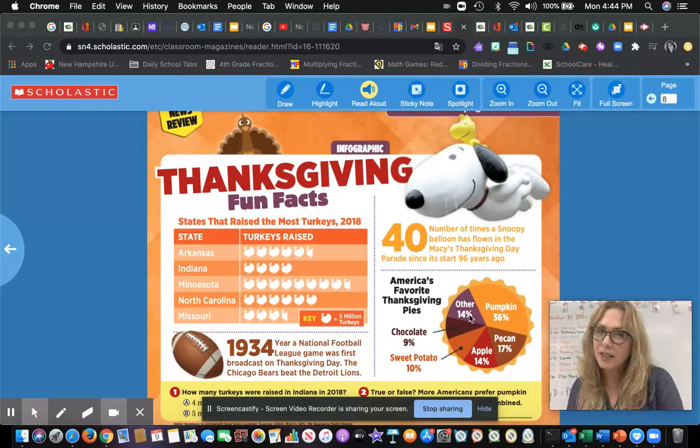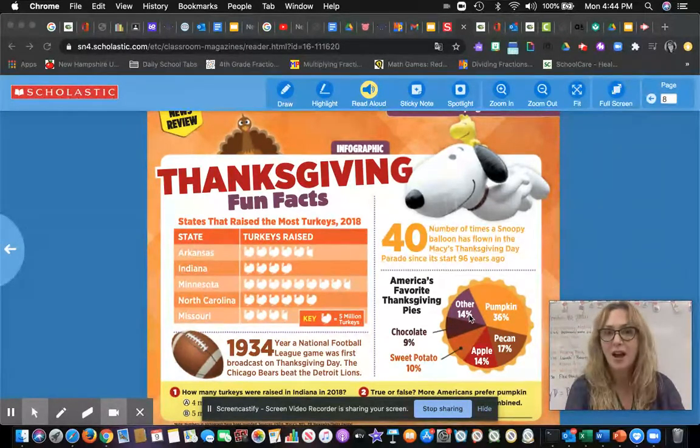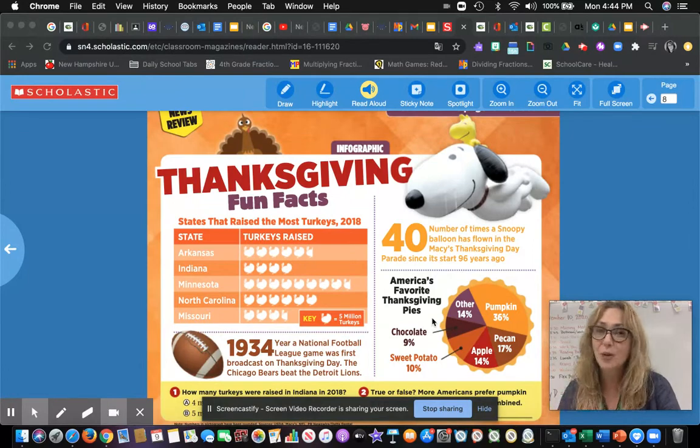Now, it doesn't really tell us what other pies is other, but we can assume that they're probably pies like maybe blueberry or cherry or peach, maybe some kind of fruit pies or something. Anyway, so this is a pie graph about pies, and you're just reading the percentages. So graphs are a great way to learn information.